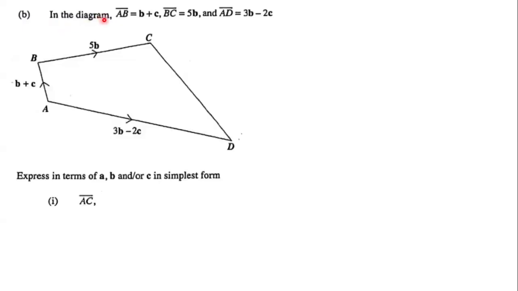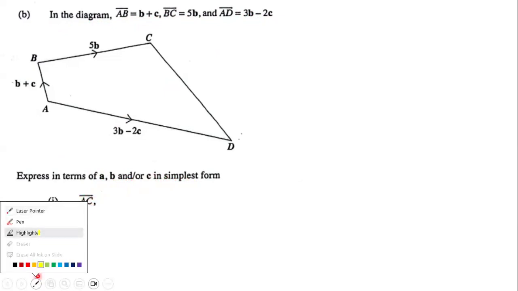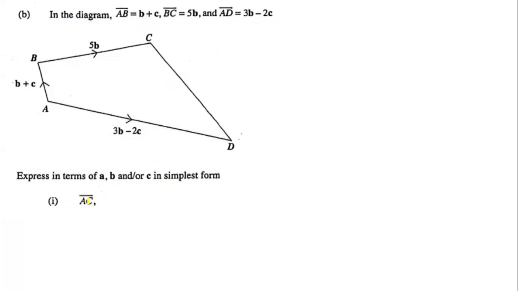In the diagram, AB is equal to B plus C, BC is equal to 5B, and AD is equal to 3B minus 2C. Express in terms of A, B, and or C in simplest form, the vector AC. And so what we have here is AC. What does that mean? That means that we start at A and we end at C.